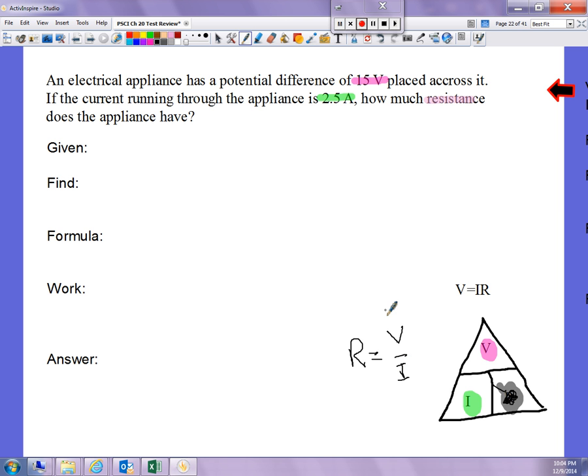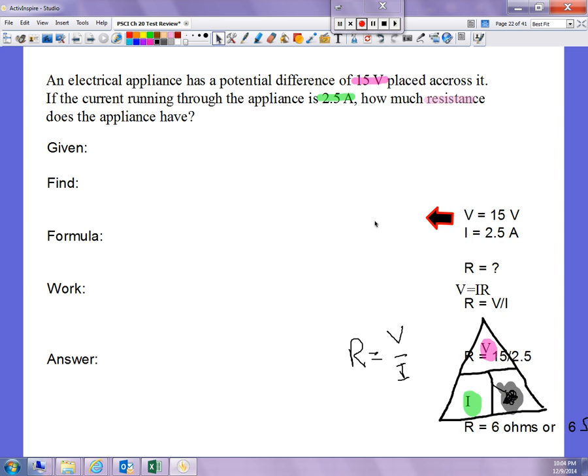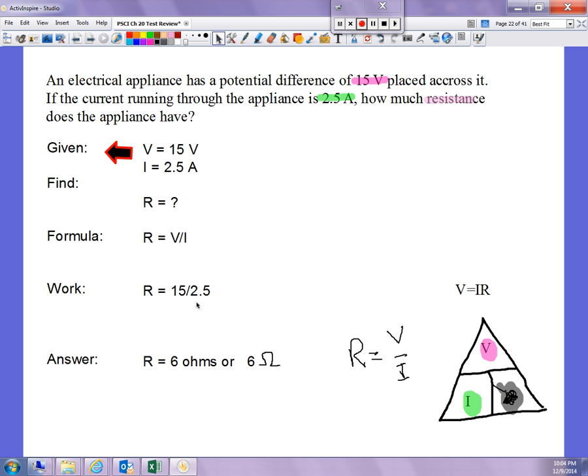And I plug in voltage in the top and current in the bottom. I use my calculator. Here's the work. I use my calculator, so 15 divided by 2.5 should give me 6 ohms. And remember, that symbol omega is the unit for a resistance or resistor.